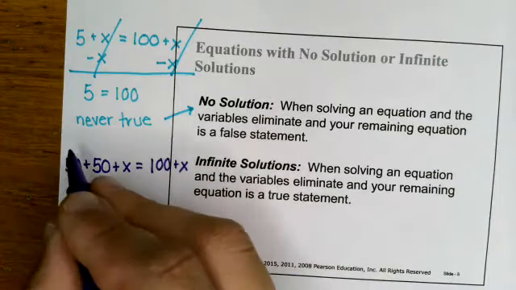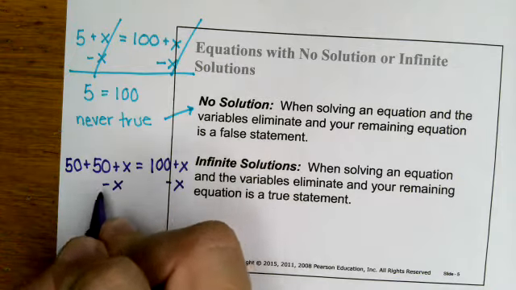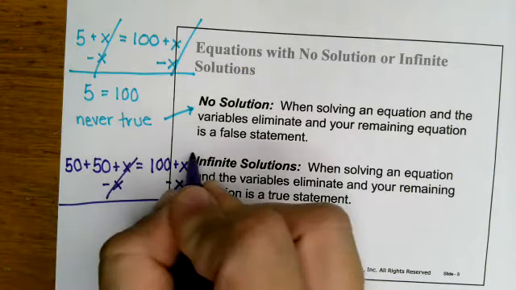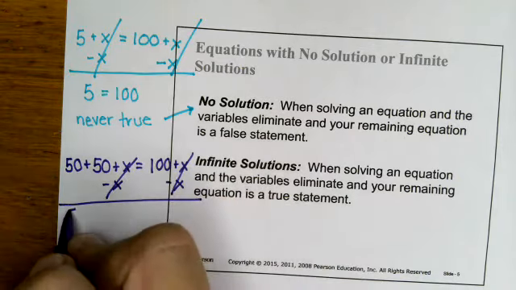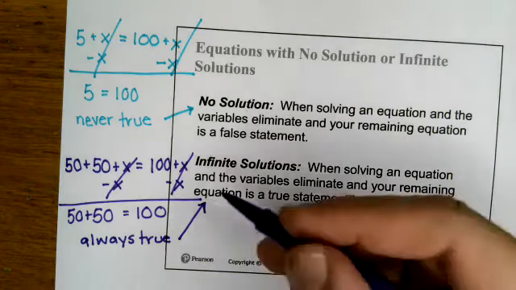I want to move my x's over here. So I try to cancel them. Oh no. They're gone again. And now I have 50 plus 50 equals 100. Ooh, but this one is always true, right? So that means there are infinite solutions. They eliminate, but the remaining equation is a true statement. 50 plus 50 will always be 100.